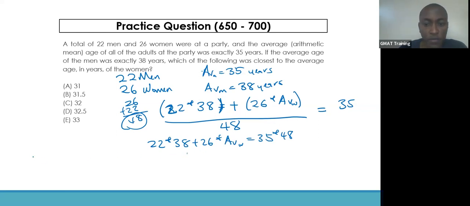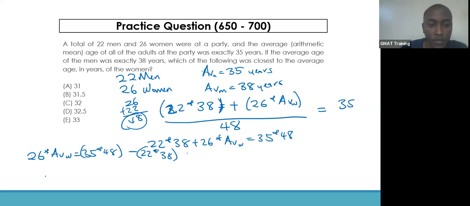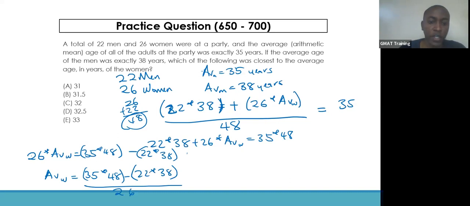Let's move to the left-hand side. That's 26 times the average for the women equals 35 times 48, subtract 22 times 38. And the average for the women is 35 times 48 minus 22 times 38, all over 26. Right, now we can try to simplify this.